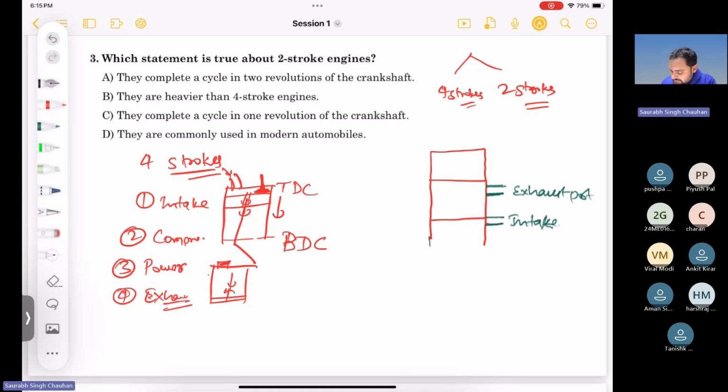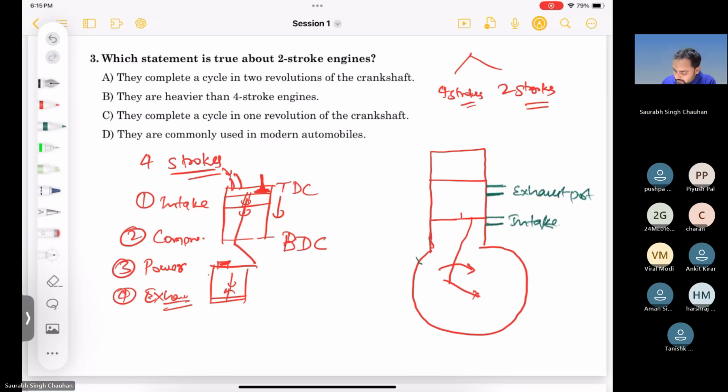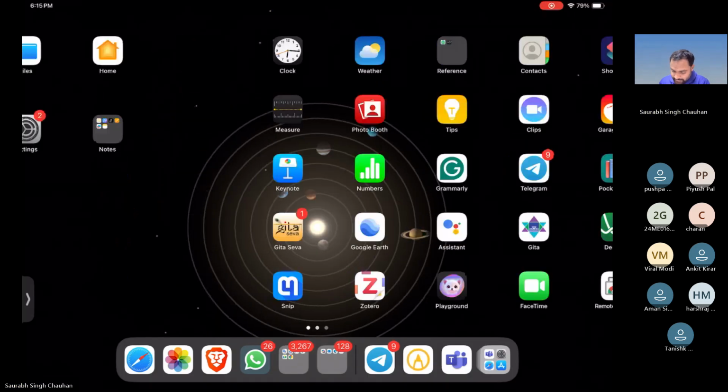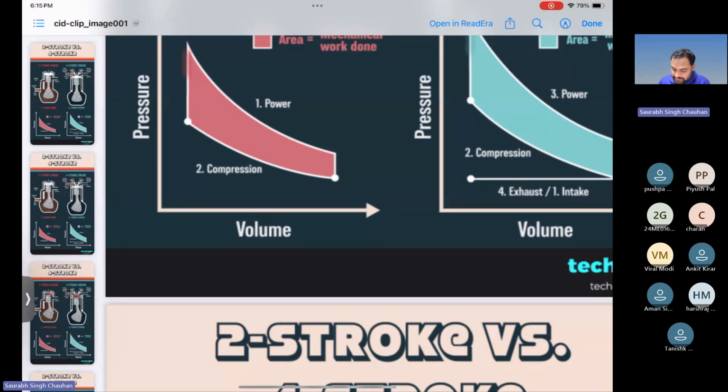and there is the crankcase. Okay, and there is one more important port, that is called the transfer port. So my drawing is not very good, but if I try to show a better diagram, then probably you will appreciate it better.